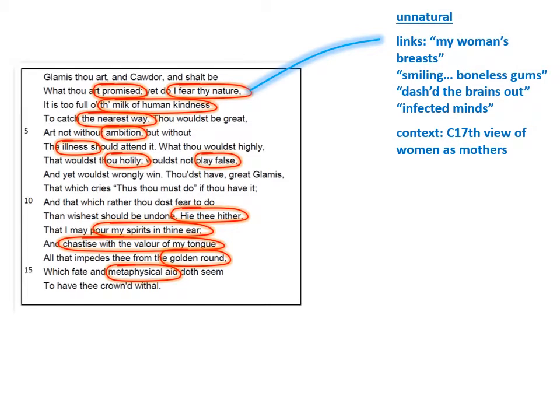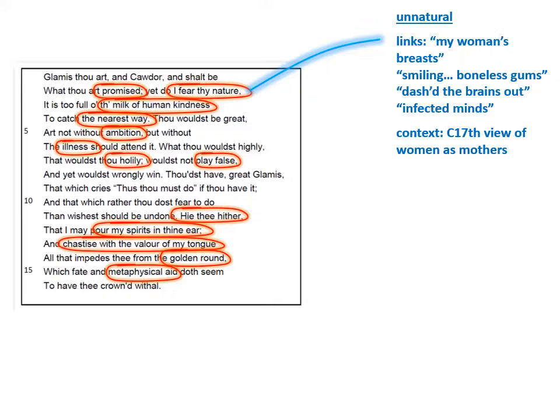So my first one is this notion of nature, because I think she's unnatural. So I could link it to when she talks about her woman's breasts, and she wants them removed. That's obviously an unnatural action. When she talks about the baby, the smiling baby, and with its boneless gums, and that she'd have dashed the brains out. So I can link to a few quotations that show that Shakespeare at the start of the play presents her as unnatural, and this is part of that.